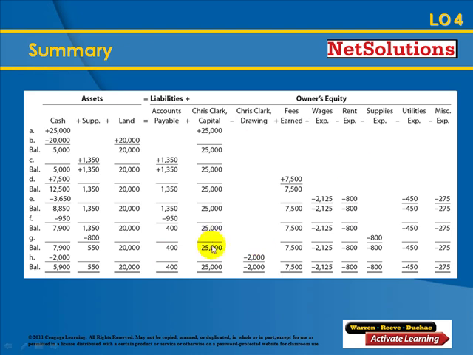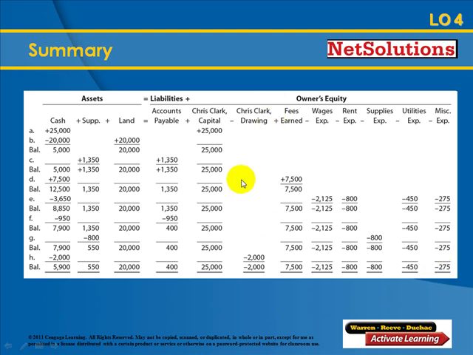Now here's a summary of all of these transactions, A through H, and here are the balances of all the accounts listed below. Balance in cash is $5,900, supplies is $550, land is $20,000, accounts payable is $400, Chris Clark capital is $25,000, the drawing account is $2,000, we earned $7,500 in revenue, and then we had wages, rent, supplies, utilities, and miscellaneous expenses.